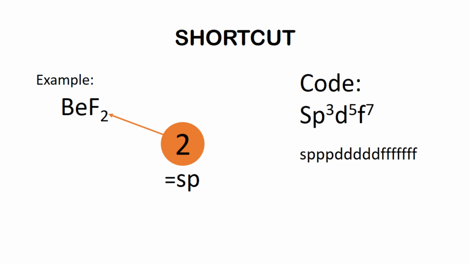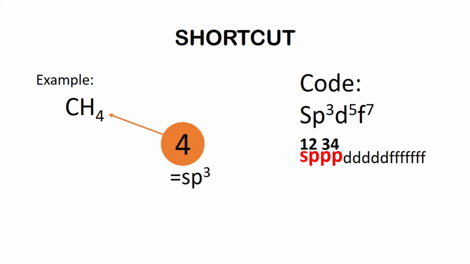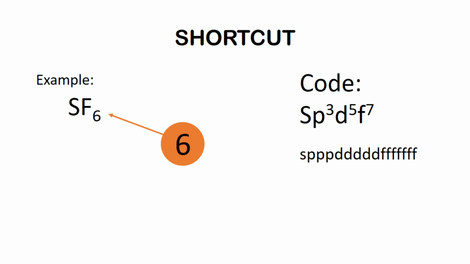s, p, d, f, that is 1, 3, 5, 7. The subscript here is 2, so 1 goes to s and the last one goes to p, so that's sp. Let's check CH4. Now the subscript here is 4, so it means you just spread the 4 across s, p, d, f. 1 out of 4 goes to s, then the remaining 3 goes to p, since p has the maximum of 3, so that's sp3. Let's check SF6. By the time you spread 6 across s, p, d, f, you get sp3d2. 1 goes to s, 3 goes to p, and the remaining 2 goes to d.